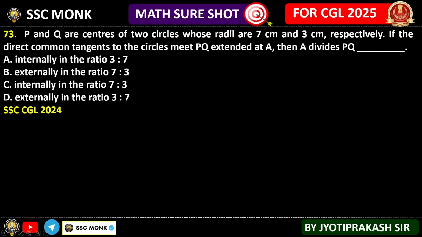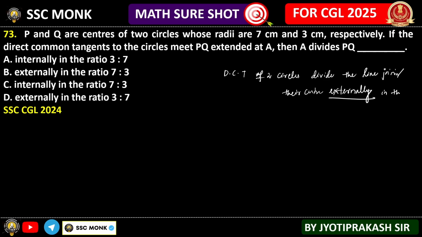Okay. Next, P and Q are the centers of two circles whose radius are 7 centimeter and 3 centimeter respectively. If the direct common tangent to the circle meet PQ extended at A, then A divides PQ in the ratio of what? Direct common tangent of two circles divide the line joining their centers externally. Remember this word, externally, in the same ratio of their radius. Now externally same ratio 7:3, so answer option B. You need to remember this. This is a very important question. If you remember this, within 2 seconds you will answer this question.